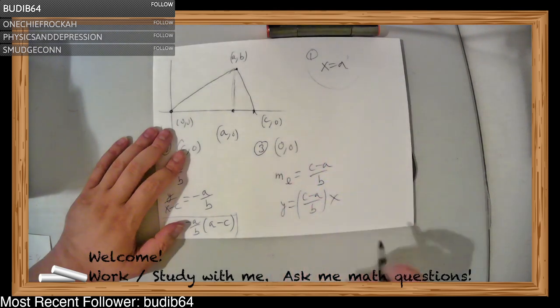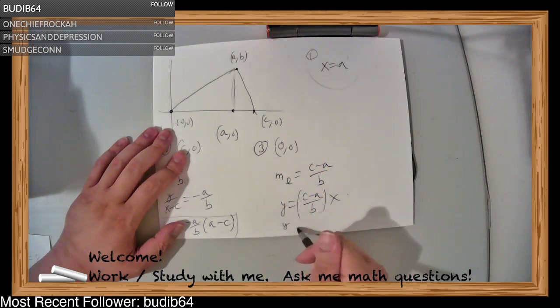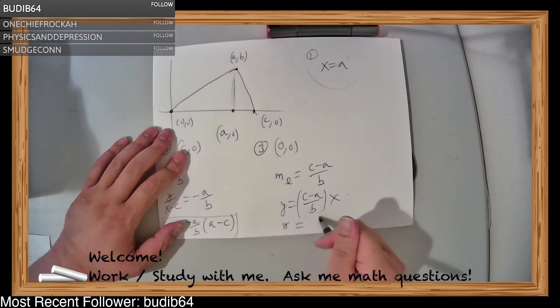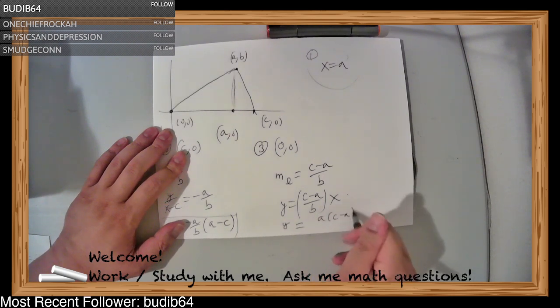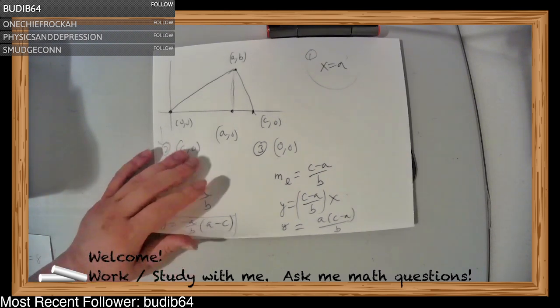X equals A. So we have here that y in particular is A times C minus A over B. And guess what? That matches this y here, and we are all done. That is the end of that. All right. Wow. Okay. So, know your slope formula.